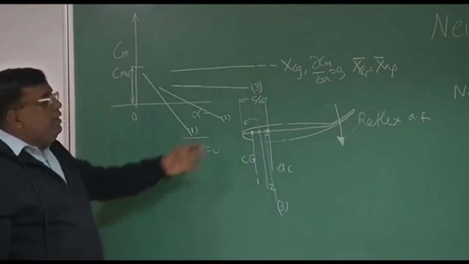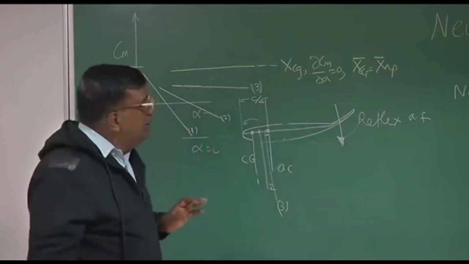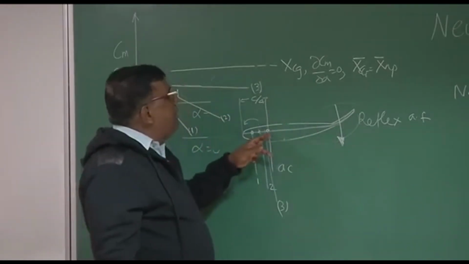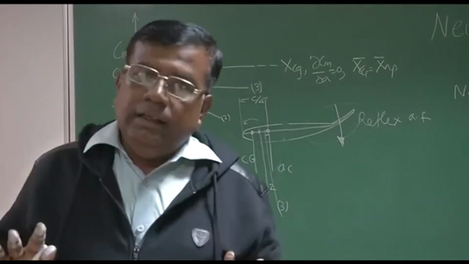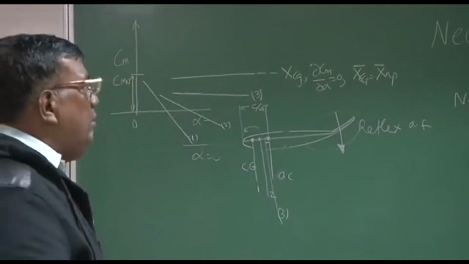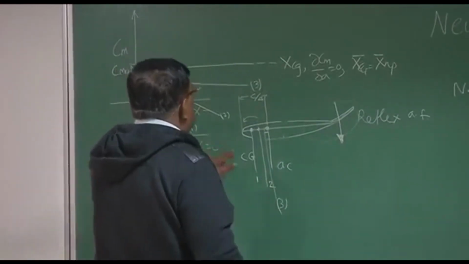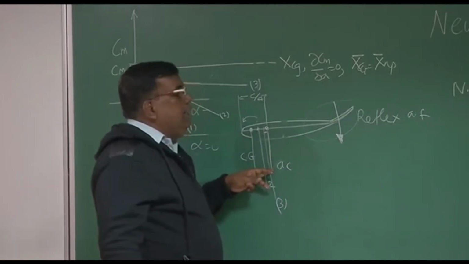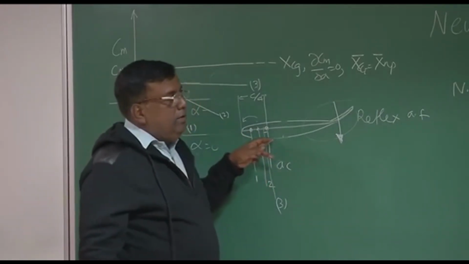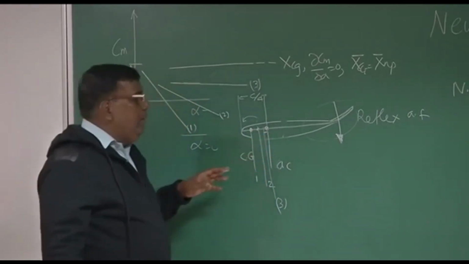Correct? So what is the neutral point for a flying wing? For a flying wing, the aerodynamic center itself becomes the neutral point of the flying wing. Is it clear? Okay. Why is it the neutral point? Because if I bring the CG close, with the CG coinciding with the AC, then it will have Cm alpha equal to 0, or dCm by dCl will be equal to 0.